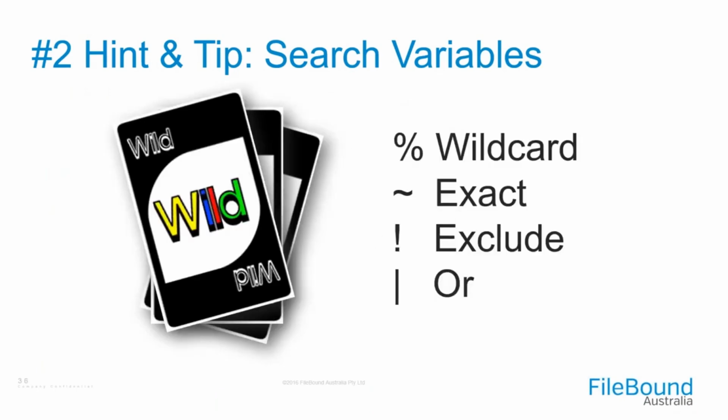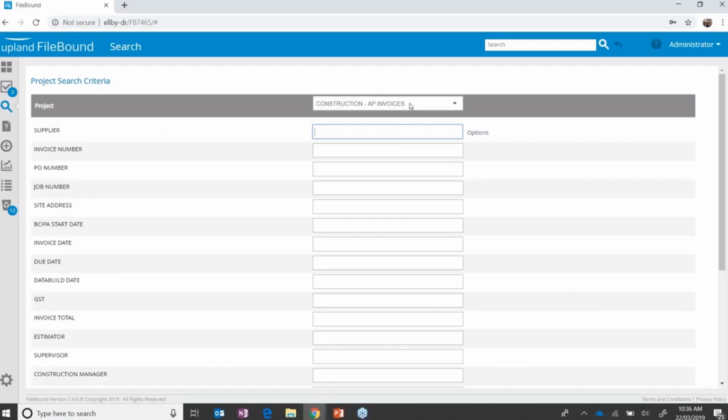We've got the wildcard, the percent value, the exact value, that little squiggly line is called the tilde key, exclude, which is the exclamation mark, or the or character, which is the pipe. Now I'll take you through and show you exactly what they all mean.